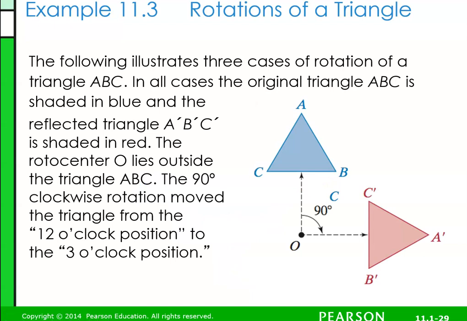All right, let's take some examples here of rotations of triangles, like we did with the reflections. Here again we have the original triangle in blue, ABC, and it's going to be rotated onto the red triangle, A prime, B prime, C prime. O is the rotocenter, which lies outside of the triangle, and now we are rotating it clockwise 90 degrees. You can see how they're describing it over here. We're moving it from a 12 o'clock to a 3 o'clock position.